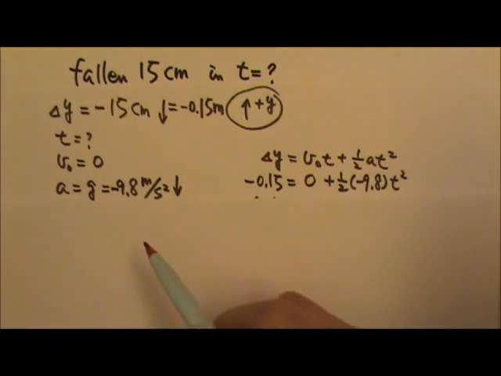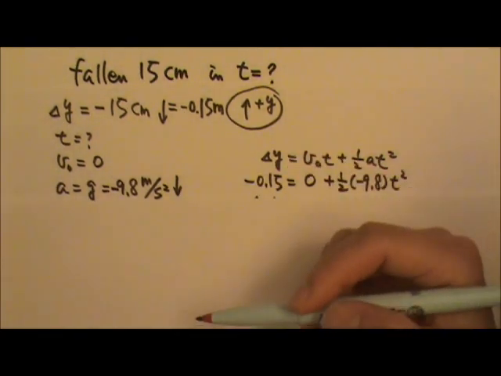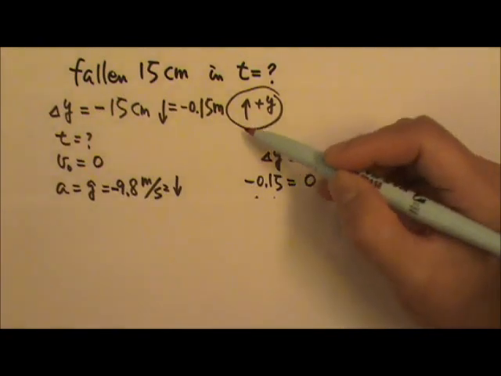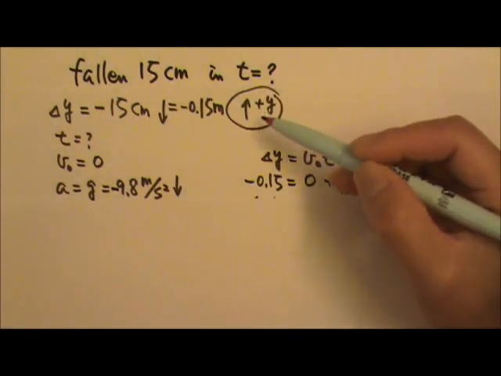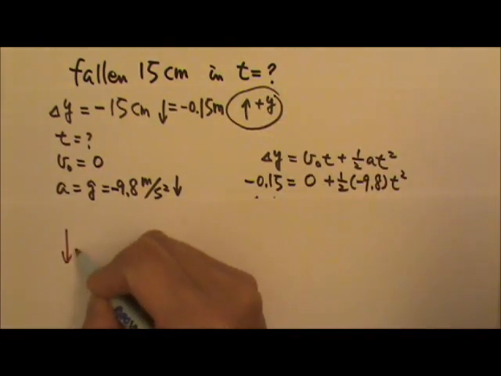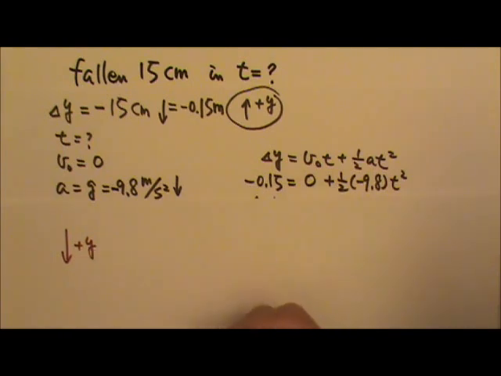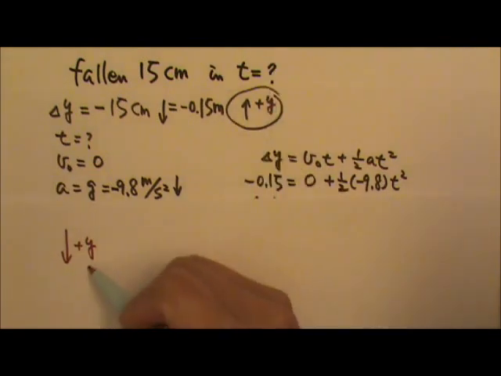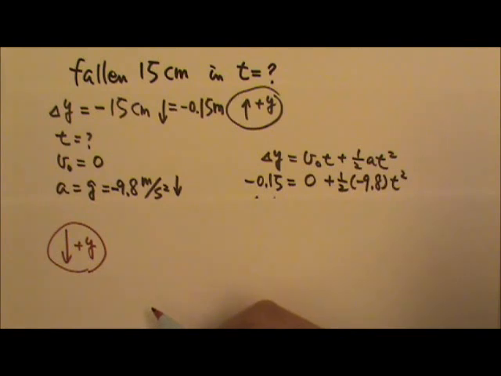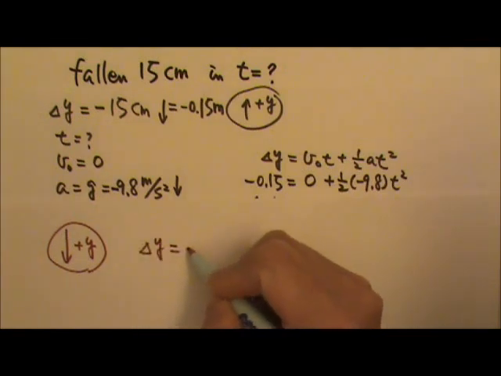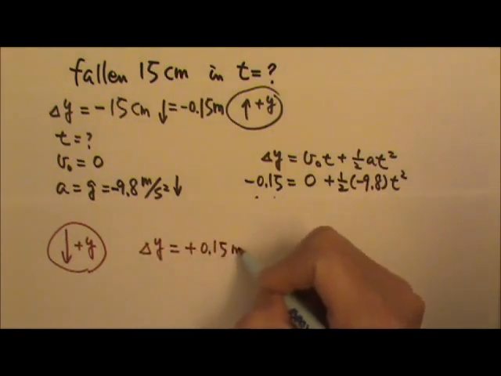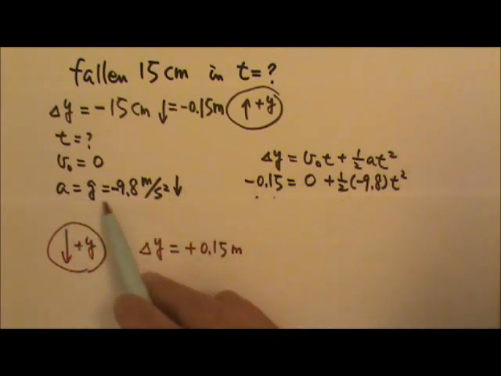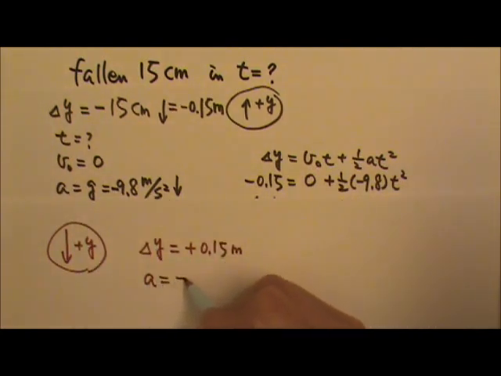Lastly, the coordinate system is something we can choose. We don't have to choose positive as upward. We can also choose down as the positive y direction. Whatever we choose, we just have to be consistent with our choice throughout a problem. For this one, if I choose down as the positive y direction, my delta y would be positive 0.15 meters. And that means my acceleration would also be positive.